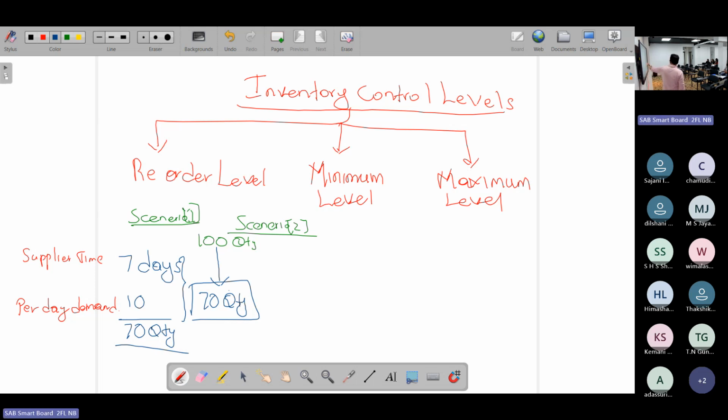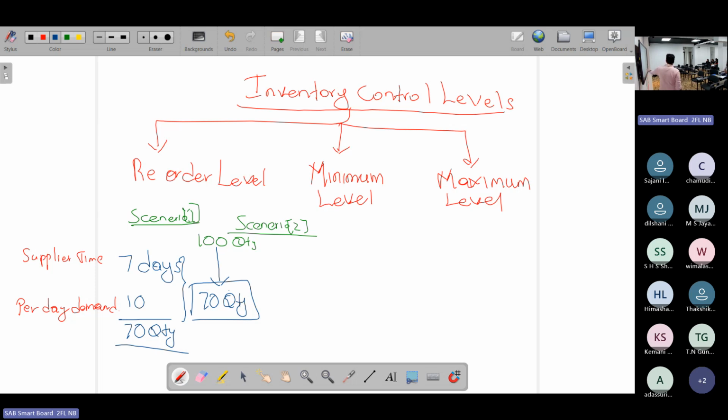Here, 100 quantities you have. Your supplier will take 7 days to issue a new quantity. In order to fulfill that 7 days demand, you need 10 quantities per day. So per day 10 quantities means for 7 days, 70 quantities you should have.